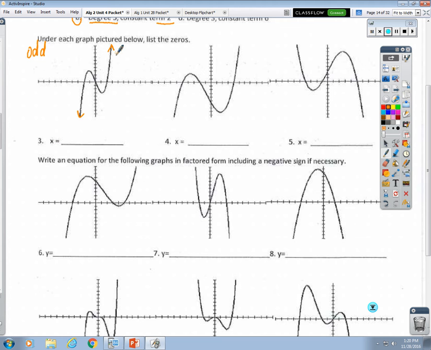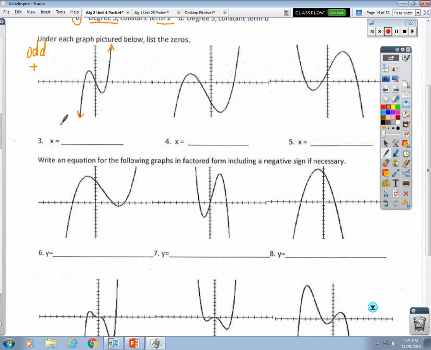Right, your ends go in opposite directions. One goes up, one goes down. Anytime you have a graph and their ends behave in opposite directions, it's odd, which means the highest exponent, the degree, would be an odd number, like 1, 3, 5, 7, and so on. Is it odd positive or odd negative?